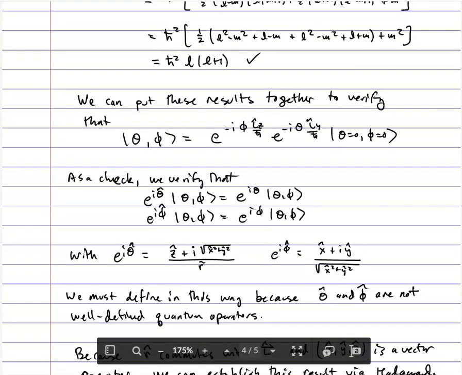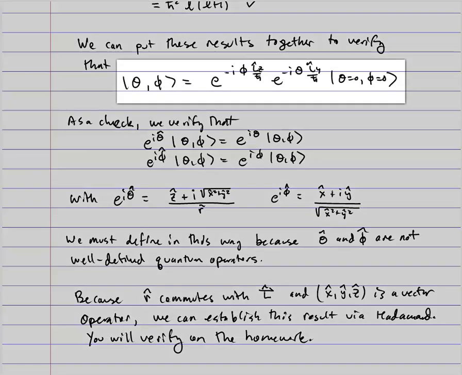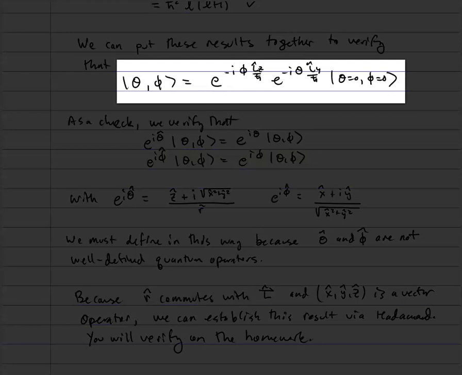Okay, so now we can put these results together to verify that a state, so this is a coordinate state that's pointing in the theta phi direction, is given by e to the minus i phi LZ over H bar times e to the minus i theta Ly over H bar. So what that says is I'm first going to rotate about the y-axis. That's going to give me a rotation in the xz plane by an angle theta. So I start at the North Pole, rotate down by an angle theta, and then I rotate about the z-axis by an angle phi. And that's the standard way that we construct the spherical coordinates of theta and phi for an arbitrary direction in spherical coordinates.